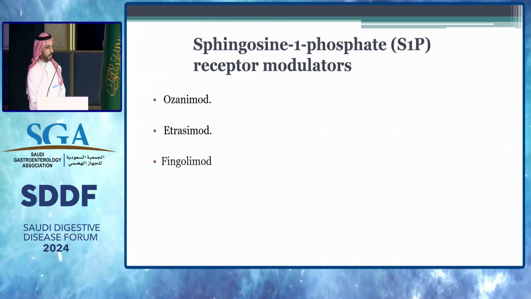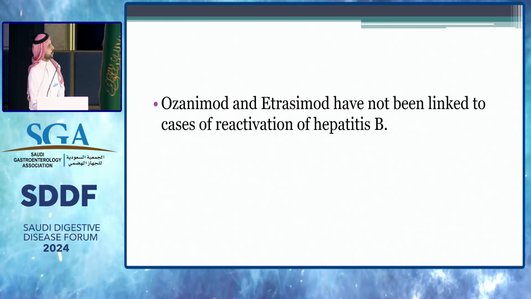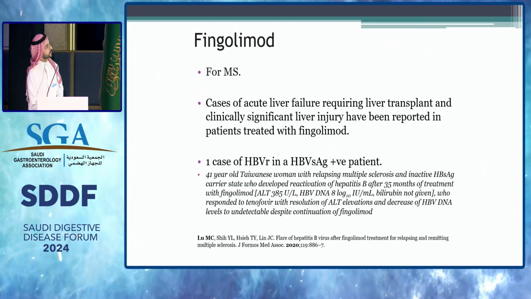For S1P modulators, ozanimod and etrasimod have not been clearly linked to cases of reactivation of Hep B. However, their older sibling fingolimod, which is used for MS, has been linked to cases of acute liver failure requiring liver transplant and significant liver injury. There was also 1 case of reactivation with fingolimod in a surface antigen positive patient.